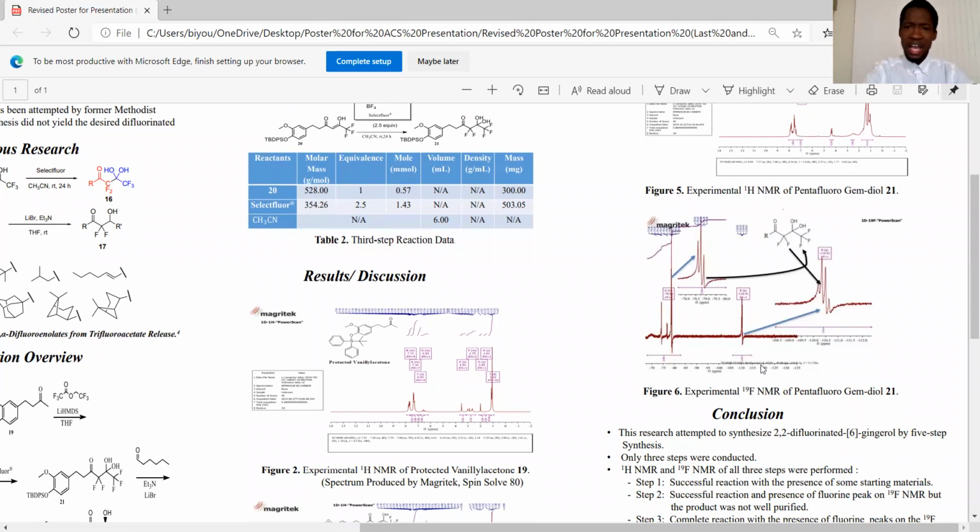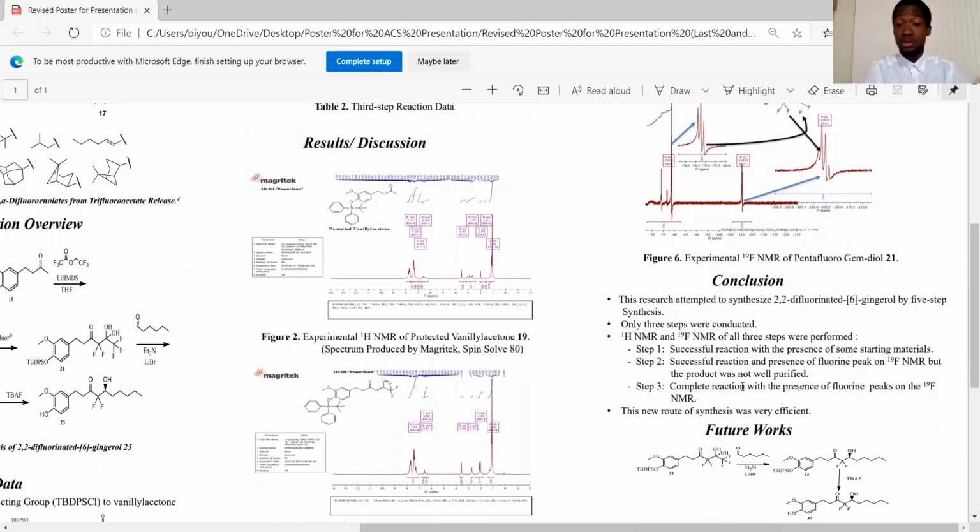In this research, I said earlier that I needed to use a 5-step synthesis. But actually, I was only able to finish 3 steps because of the time constraint. By the time of my graduation, I was not able to go to the end of my research. So, in conclusion, this research attempted to synthesize 2,2-difluorinated cis-gingerol by a 5-step synthesis, and only 3 steps were conducted, as I said earlier. The hydrogen NMR and the fluorine NMR for all 3 steps were performed.